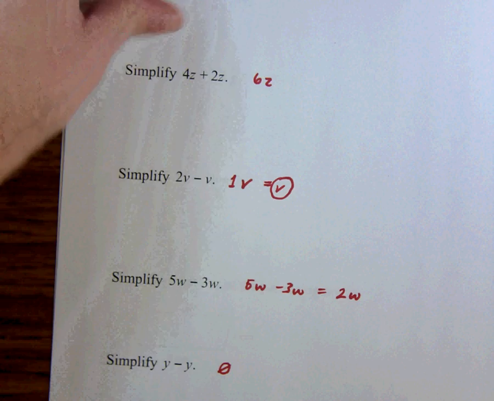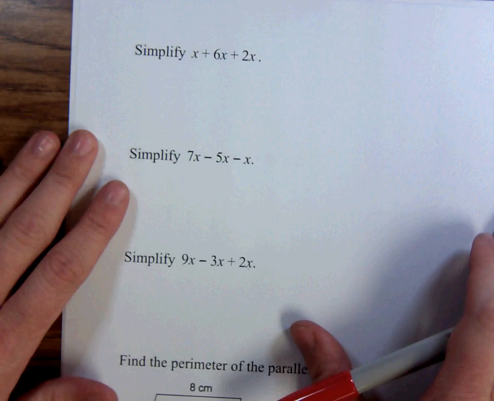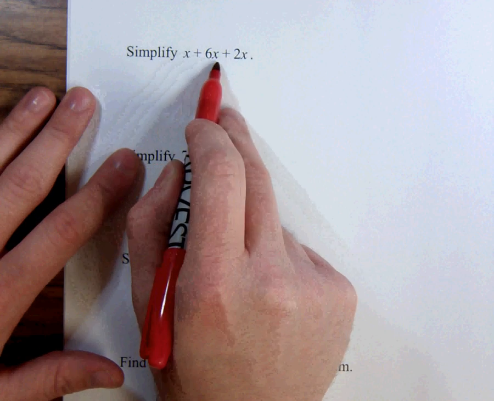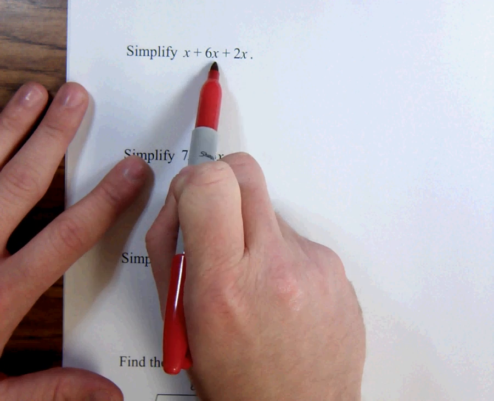I'm going to go ahead and just keep pushing through. So let's get a little bit more complicated. So this has 3 terms, but all of them are like terms, so we can still combine it. So I have x plus 6x plus 2x.